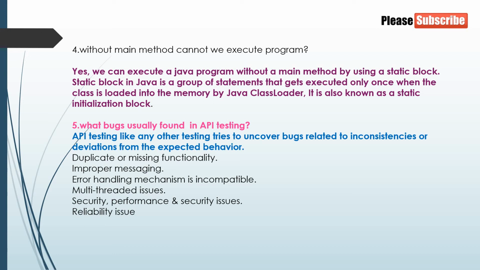And this is a very important question. What bugs are usually found in API testing? I think many people know about API as of now. What is API and all, I'm just going to cover it. As we know, API testing is an integral part of the software quality assurance process. You need the right approach and tools to improve your testing, right?